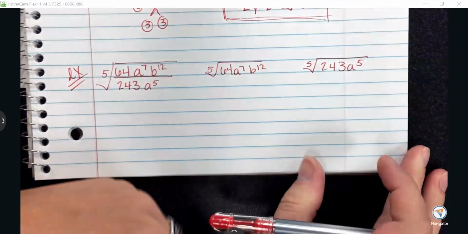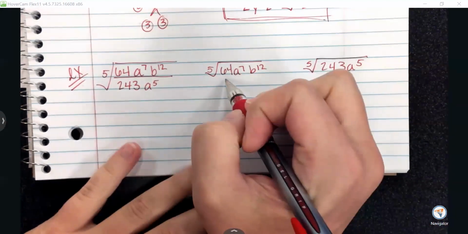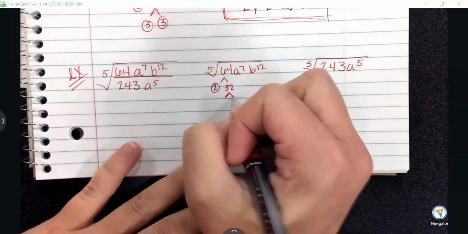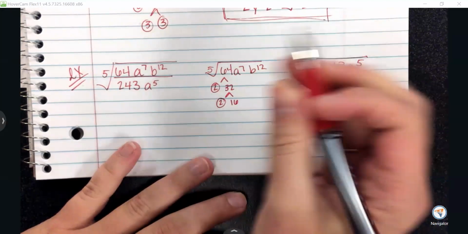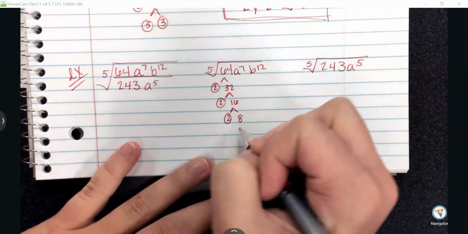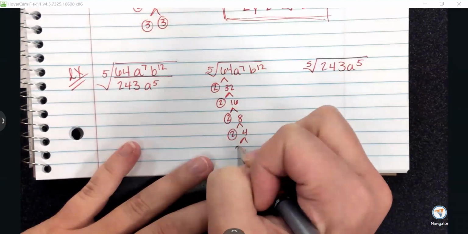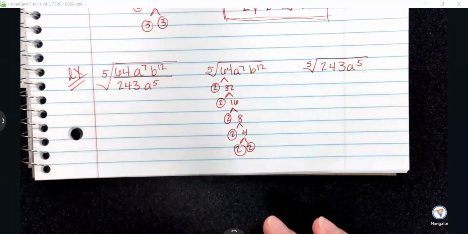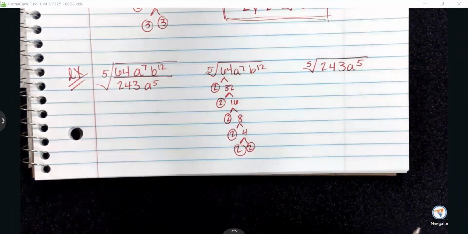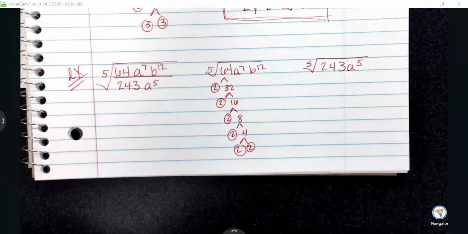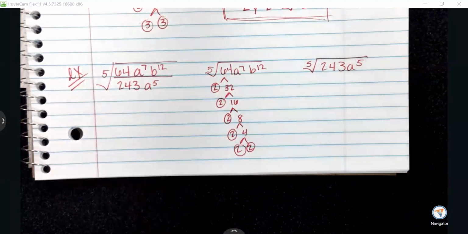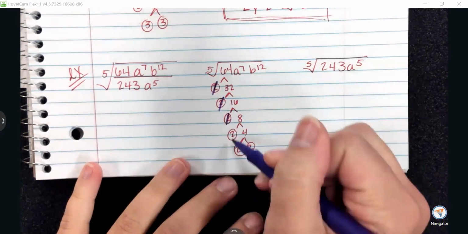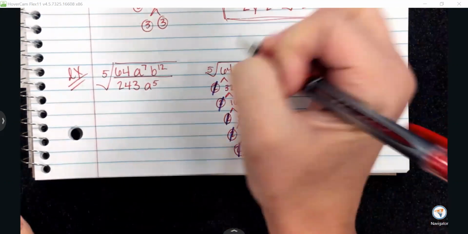64 is not a perfect fifth root, so we're going to have to break it down. So on your paper, break your 64 down. You can use 8 and 8, that's fine. And since this is the fifth root, how many of them do I need to take out? So I need 5 of them. 1, 2, 3, 4, 5 of them. And I can take out a 2.